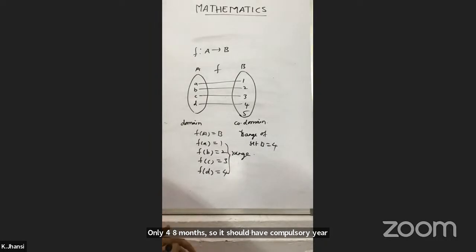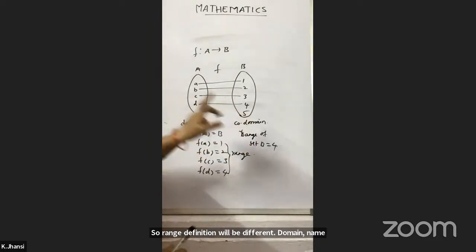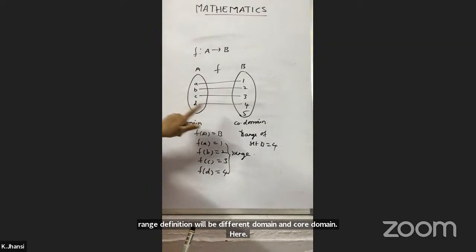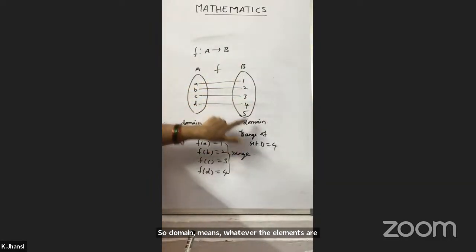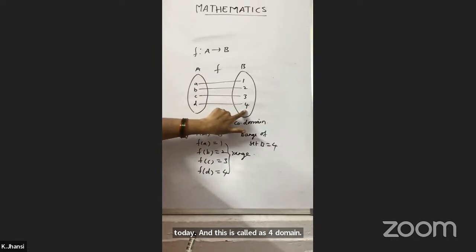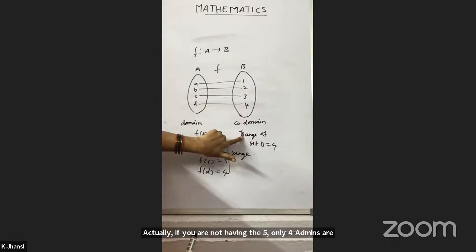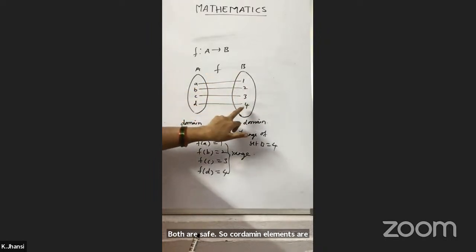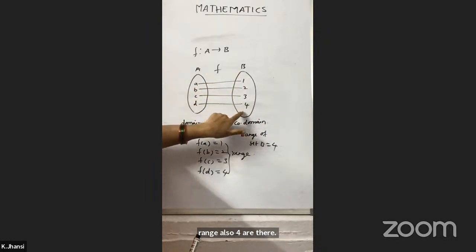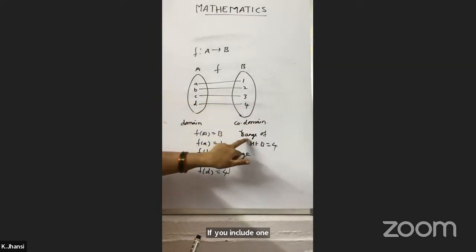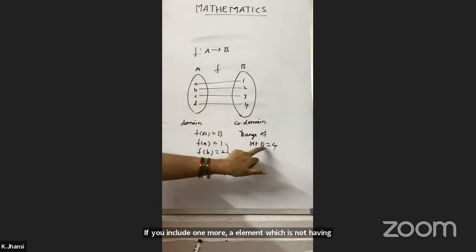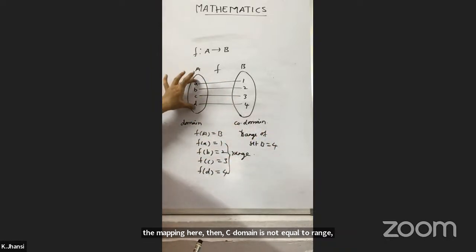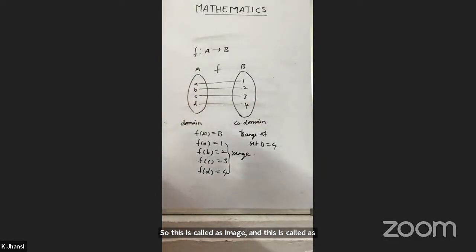So range definition will be different, domain and codomain here. So domain means whatever the elements are present in set A, and this is called as codomain. Actually, if you are not having the 5, only 4 elements are there, then codomain and range both are same. So codomain elements are 4 and also range also 4 are there. If you include one more element which is not having the mapping here, then codomain is not equals to range. Only the range of set B is 4 only. Okay, so this is called as image and this is called as pre-image of this one.